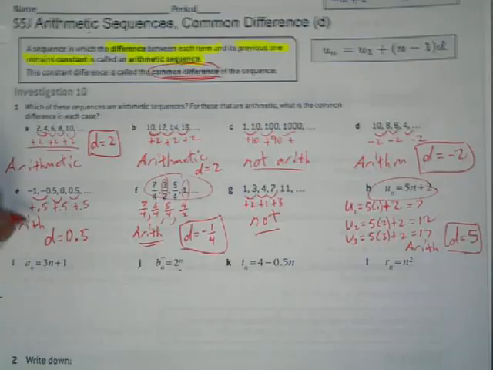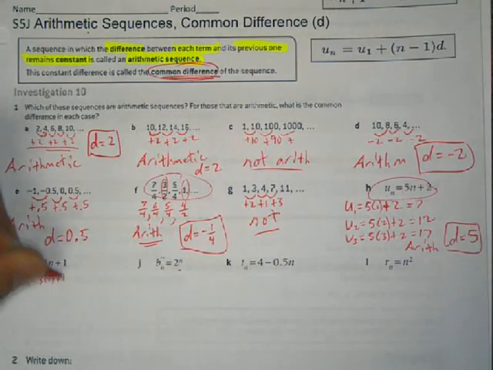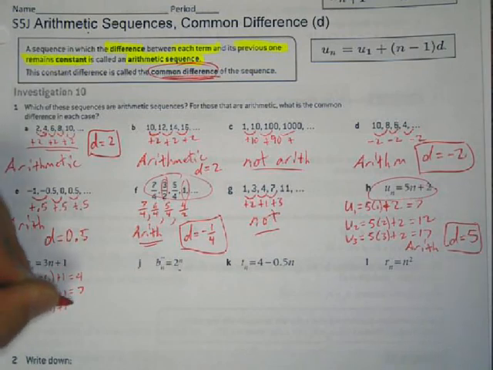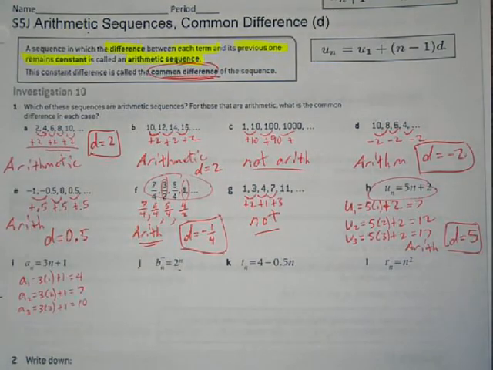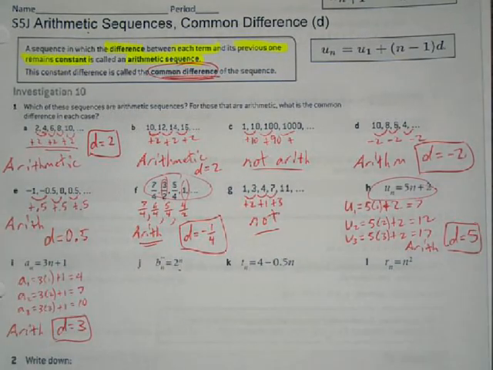Okay, here, if I plug in 1 for n, a sub 1, we get 3 times 1 plus 1, which gives me 4. If I plug in 2 for n, we get 3 times 2 plus 1, which gives me 7. If I plug in 3 for n, I get 3 times 3 plus 1, which gives me 10, and so on. So this is arithmetic, and D equals 3. We keep adding 3 each time.